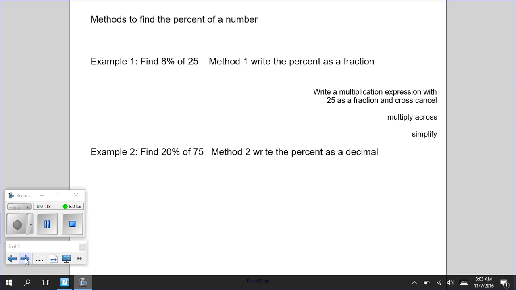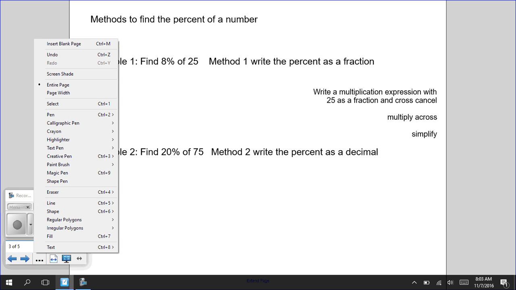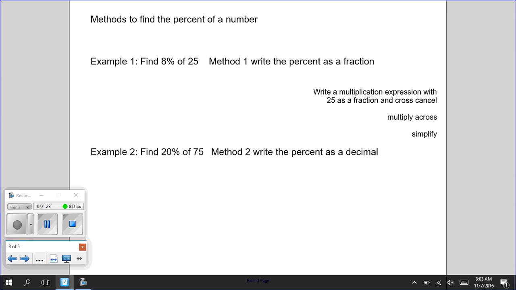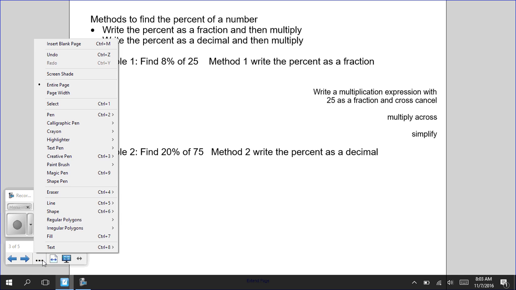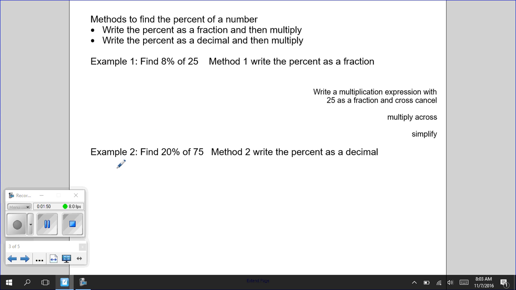All right, methods to find the percent of a number. I've got some hidden things that I almost forgot about. All right, so methods to find the percent of a number. First method, write the percent as a fraction and then multiply. Second method would be to write the percent as a decimal and then multiply. Now I'm going to show you each of those methods, and then you choose the one that you like the best. So for example 1, find 8% of 25.